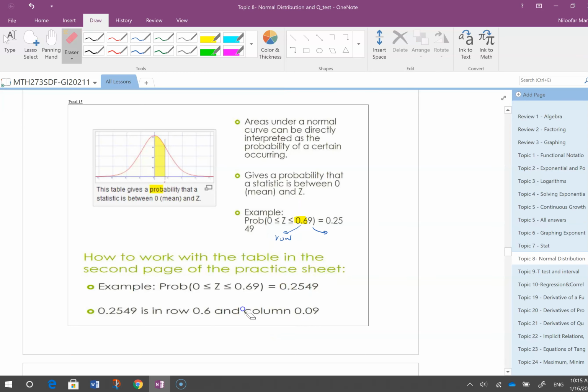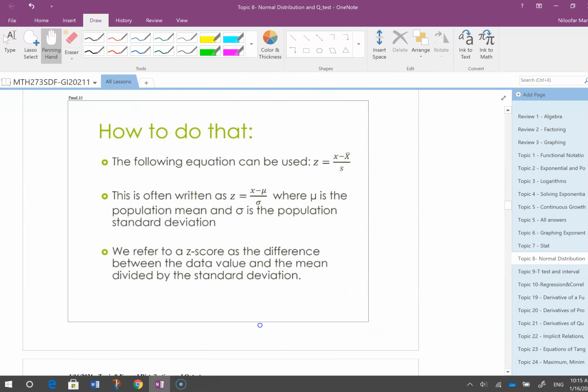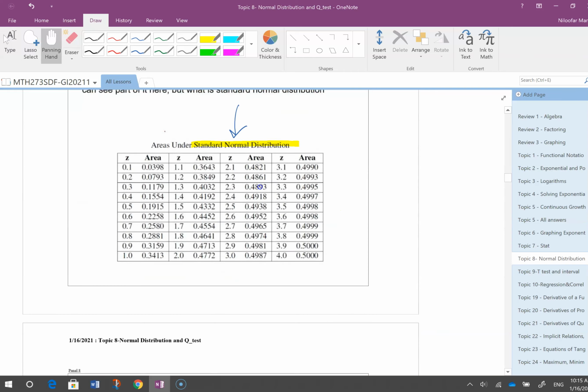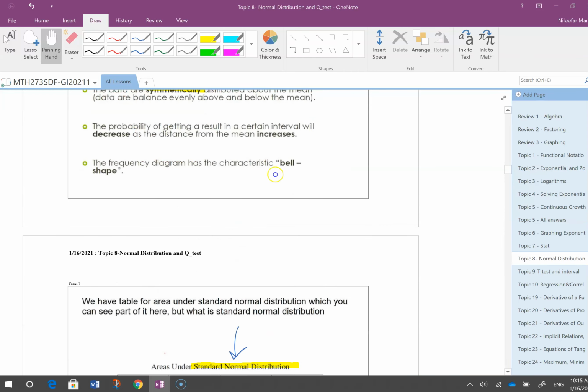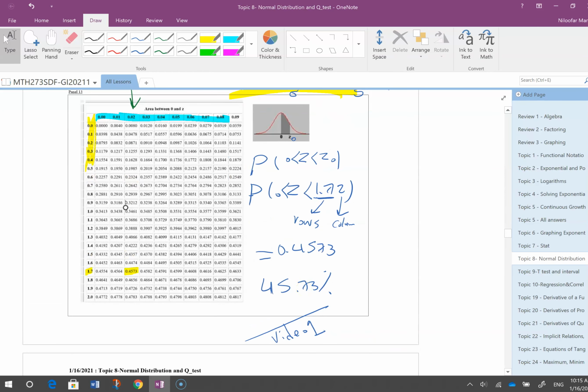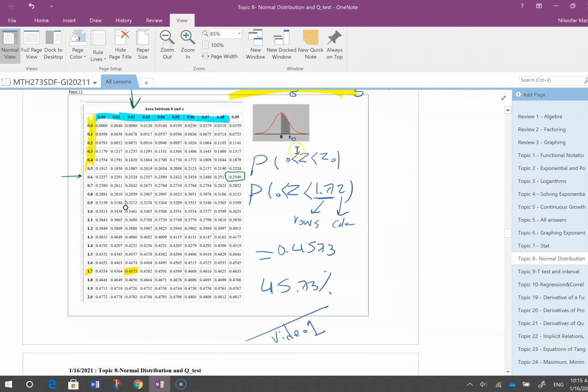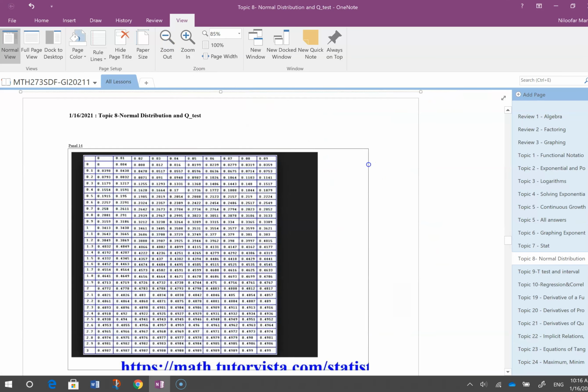Let me go to that. So it's here, 0.69. Where is the table? Oh, here. For 0.6 I go here, and for 9 I go here. Then I go to the last one, which is the answer that I need, 0.2549. So I can now use that as the answer.